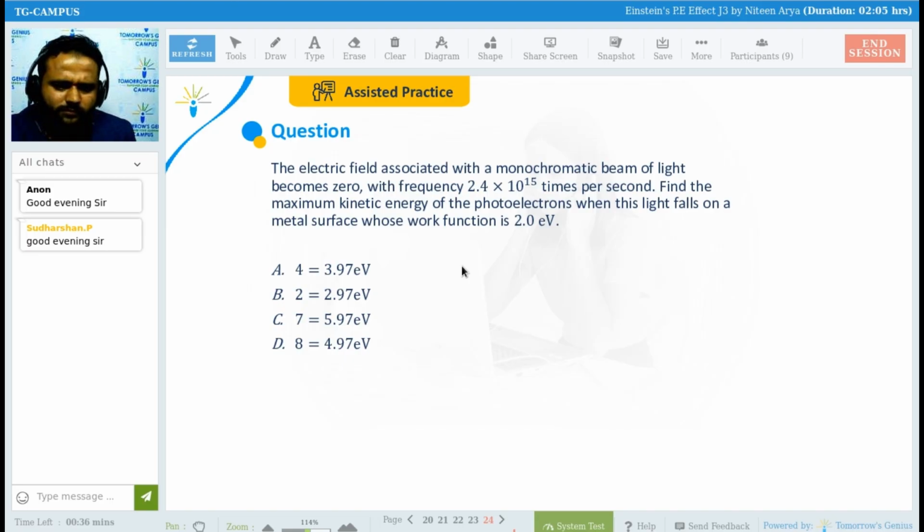You need to find the maximum kinetic energy. So use directly Einstein's PE equation. PE stands for photoelectric effect. Okay.